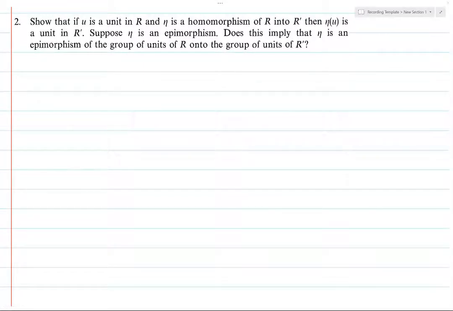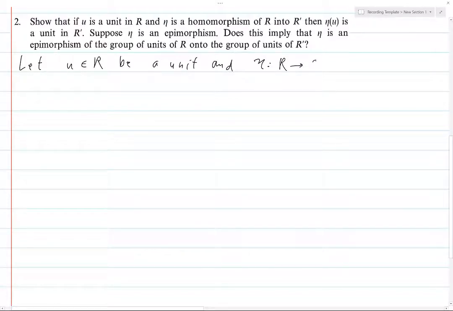Alright, here we go with the problem about morphisms. Homomorphisms, epimorphisms. Remember, epimorphism is a surjective homomorphism. So, for the first part, let U in R be a unit, and eta from R to R prime a homomorphism.